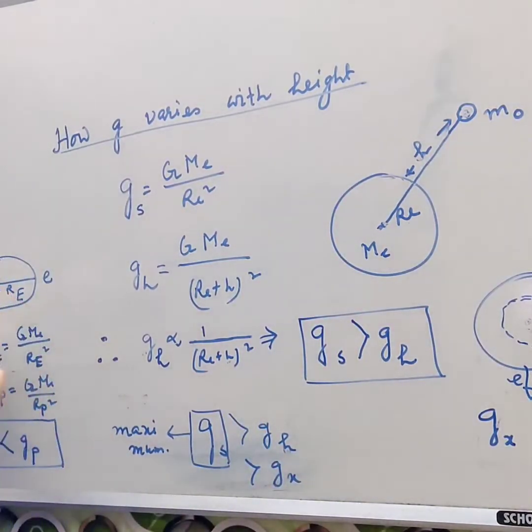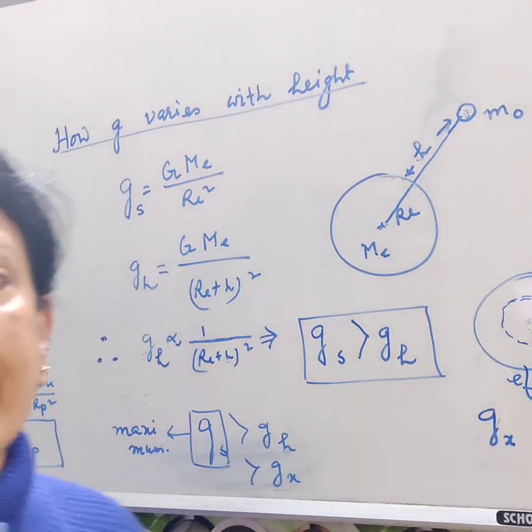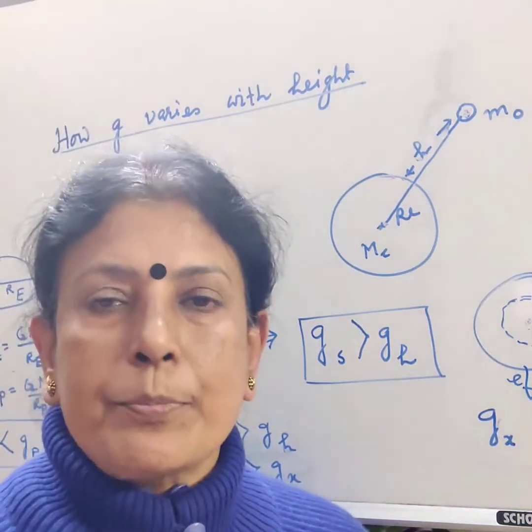Now let us consider the shape of Earth. Earth is not perfectly spherical. Rather, the radius of Earth at the equator is greater than the radius of Earth at the pole. Since acceleration due to gravity is inversely proportional to the square of the distance between them, from this expression we can say acceleration due to gravity at the equator is less than acceleration due to gravity at the pole.